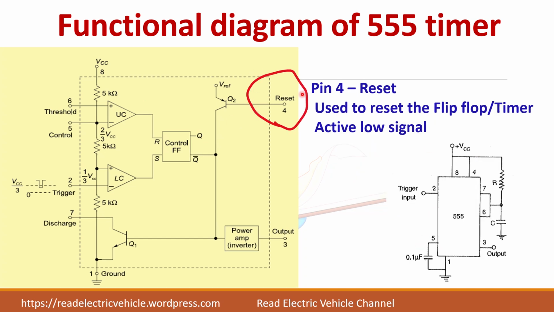Next we have this reset pin, that is pin number 4. This is basically used to reset the flip-flop, or you can say it will reset the timer also. It is basically an active low signal. If you want to reset it, you have to give an active low signal. But if you don't need it, normally we don't reset every time. In those cases, if you are not using it, you can directly connect it to the power supply like this.